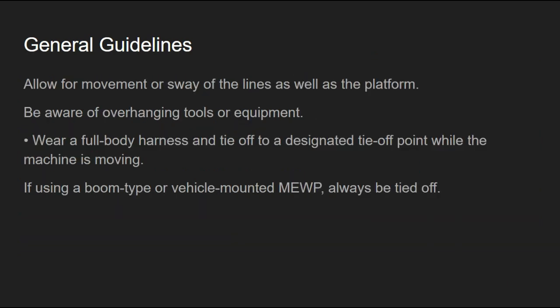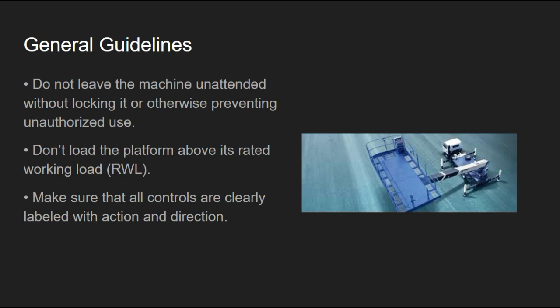Allow for movement or sway of the lines as well as the platform. Be aware of overhanging tools or equipment. Wear a full body harness and tie off to a designated tie-off point while the machine is moving. If using a boom type or vehicle mounted MEWP, always be tied off. Do not leave the machine unattended without locking it or otherwise preventing unauthorized use.